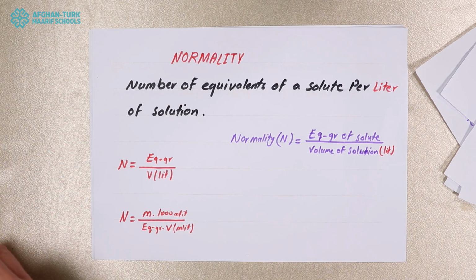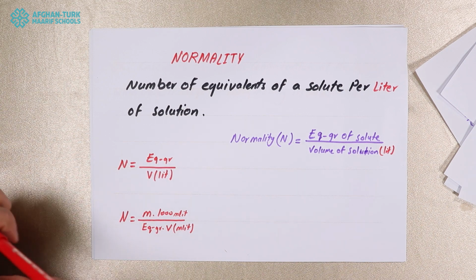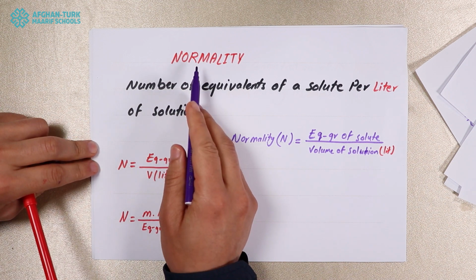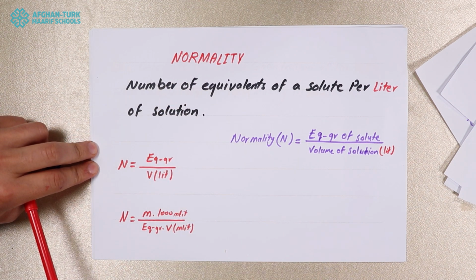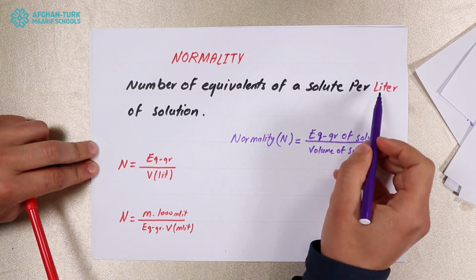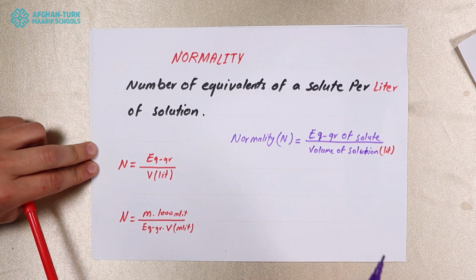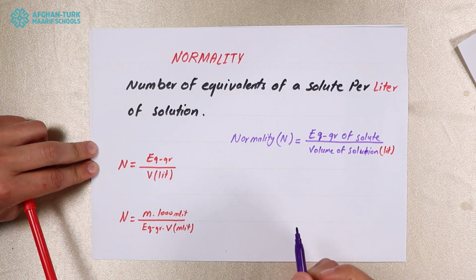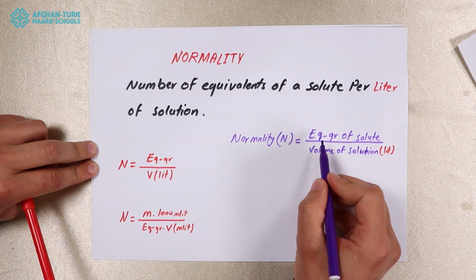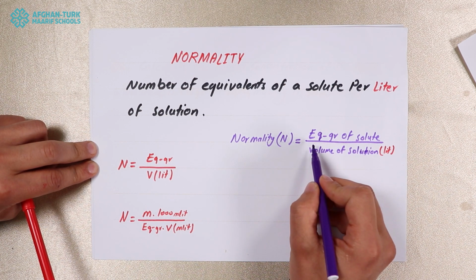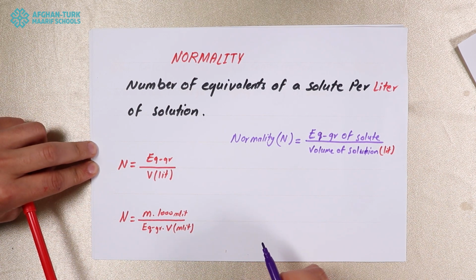Now we are going to start the normality. As I told you before, next session inshallah we will have some exercises on these concentrations: molarity, molality, normality as well. Okay, look here. What is the concentration of normality? Number of equivalents of a solute per liter of solution. As we have studied equivalent mass in the previous page, normality is equal to equivalent gram of solute dissolved per volume of solution.